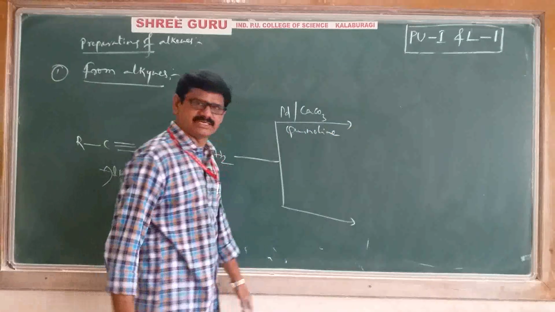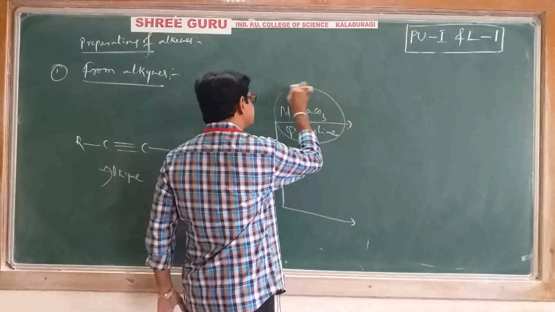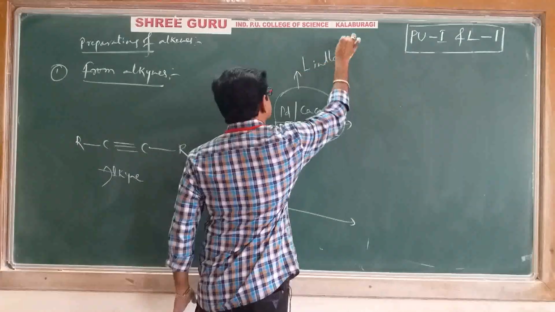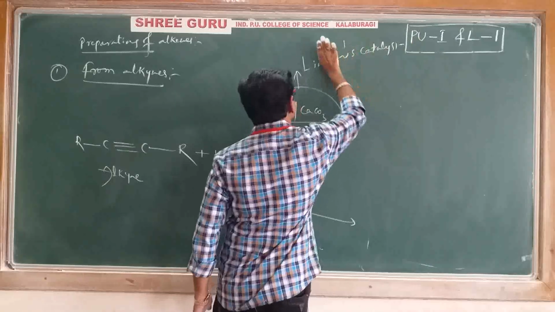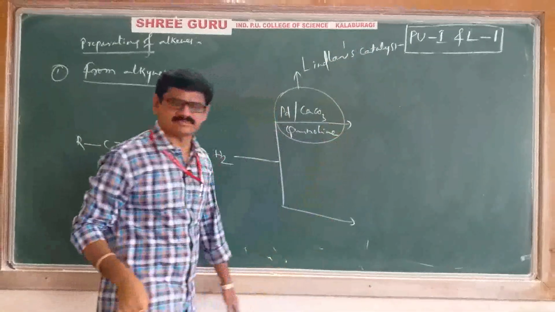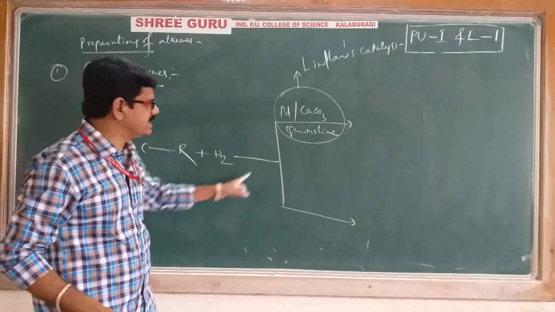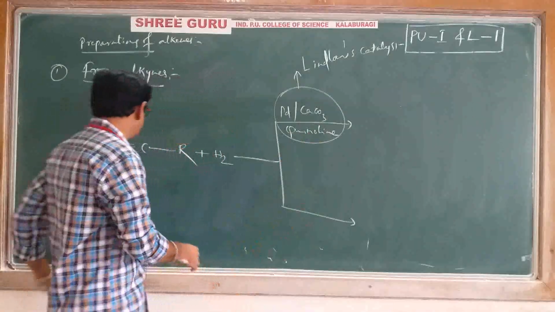Which is deactivated, poisoned with quinoline. This entire reagent is called Lindlar's reagent, or Lindlar's catalyst. When an alkyne is added with hydrogen in the presence of Lindlar's catalyst, what happens? One hydrogen is added here, and one hydrogen is added here.